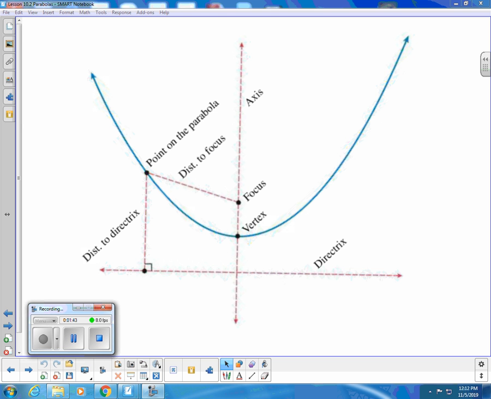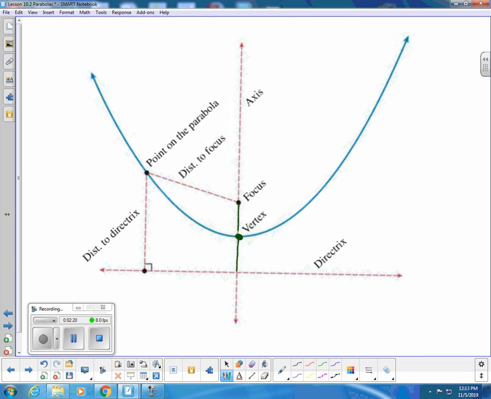Okay, so the focal point is always inside the curve. The directrix is the same distance away from the vertex as the focal point. So this distance here is the same as this distance here. From the vertex to the focal point is the same distance as the vertex to the directrix. The vertex is the middle point between those two things. So the directrix is always a line, either x equals or y equals.